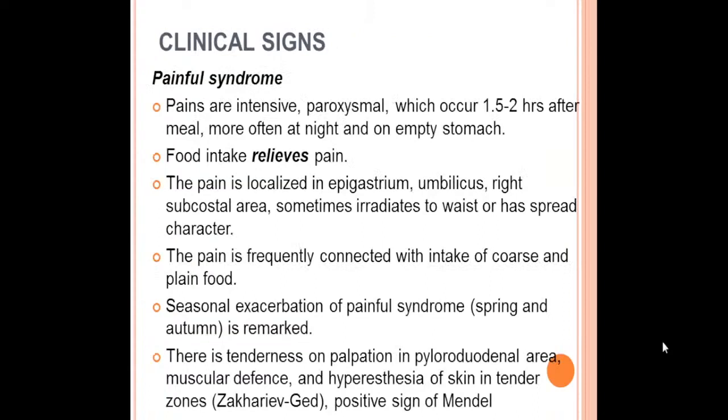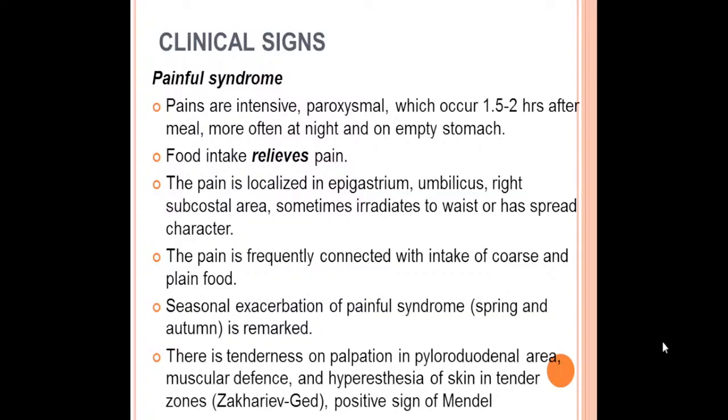Clinical signs of peptic ulcer disease. Three syndromes are present in this diagnosis. First of all, it is painful syndrome. Pains are intensive, paroxysmal, which occur 1.5 to 2 hours after meal, more often at night and on an empty stomach. It is very characteristic of a patient with ulcer.